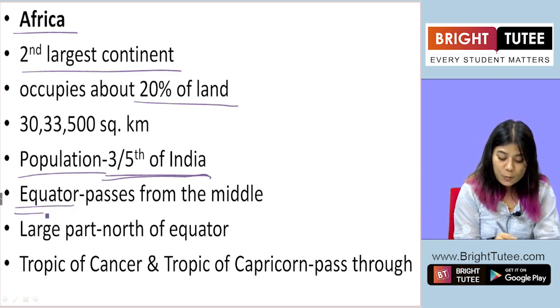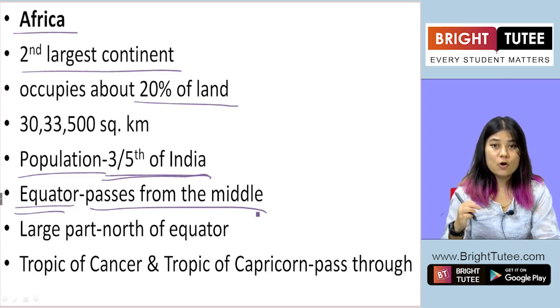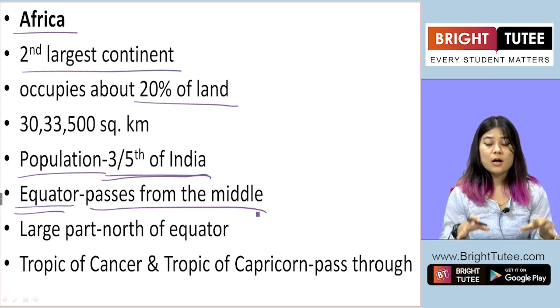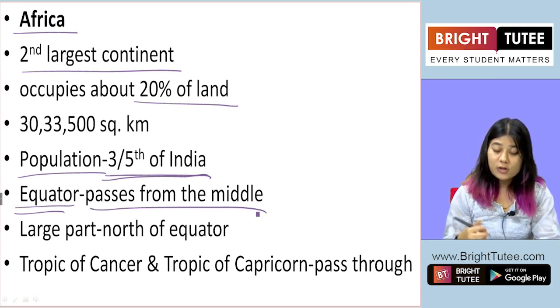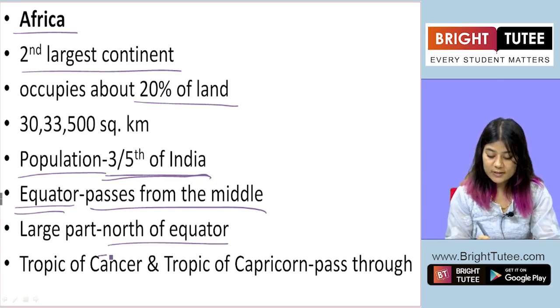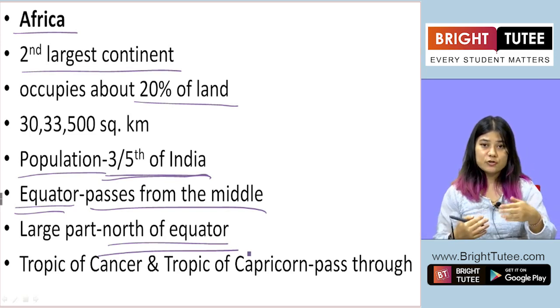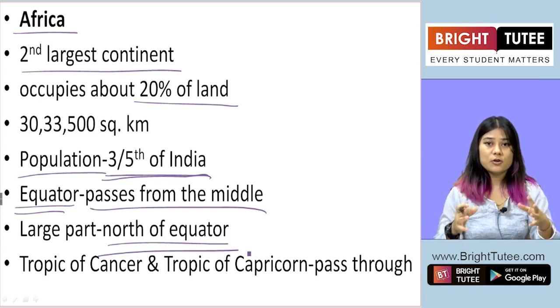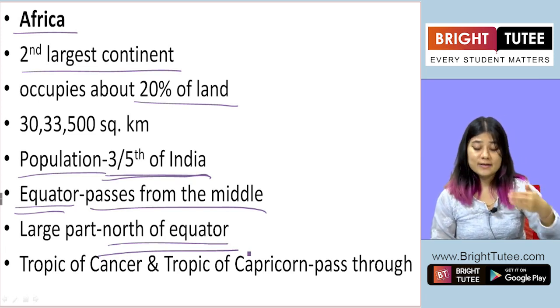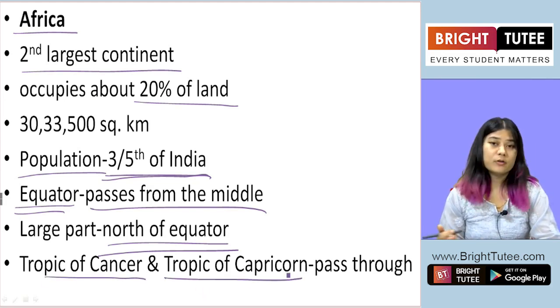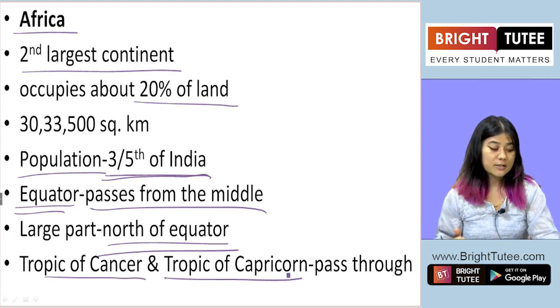Okay, the equator passes through the middle of the continent of Africa. Okay, now the large part, most of the area of the continent of Africa falls to the north of the equator. Okay, so the equator divides the continent into two, and the major chunk of the continent falls in the northern part of the equator. Okay, the Tropic of Cancer and Tropic of Capricorn also pass through the continent of Africa.